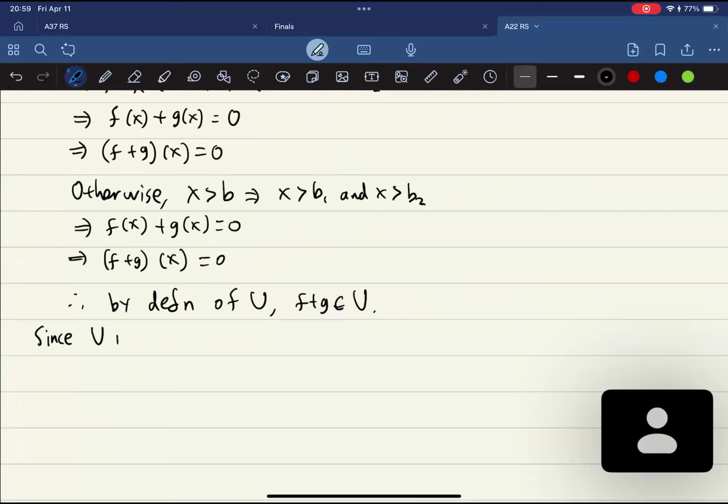So, since U is closed under addition and multiplication and non-empty, it is a subspace.